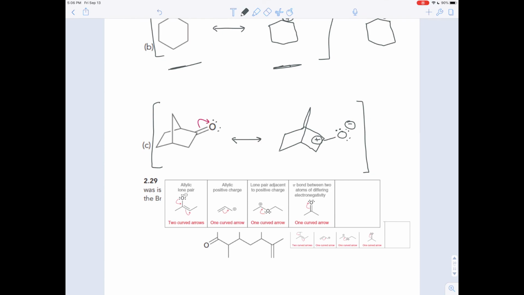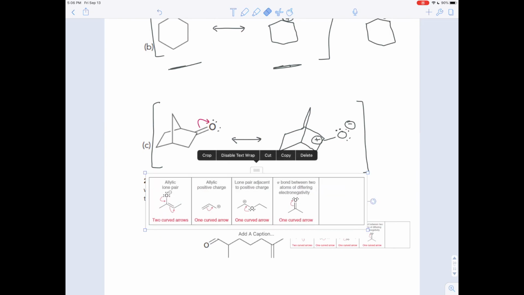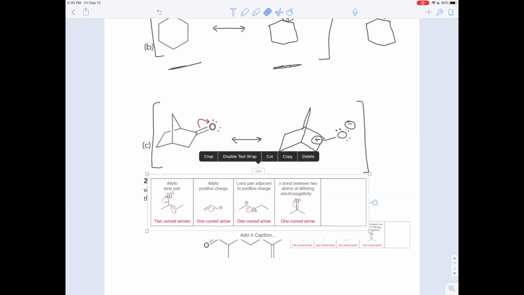So the true structure is neither one of those. It's the average of the 2, only ever. And the fact that this has resonance at all is telling us that this molecule is more stable and more rigid than it would be if it didn't have resonance. And so that's the 4th resonance pattern, a pi bond between 2 atoms of differing electronegativity.